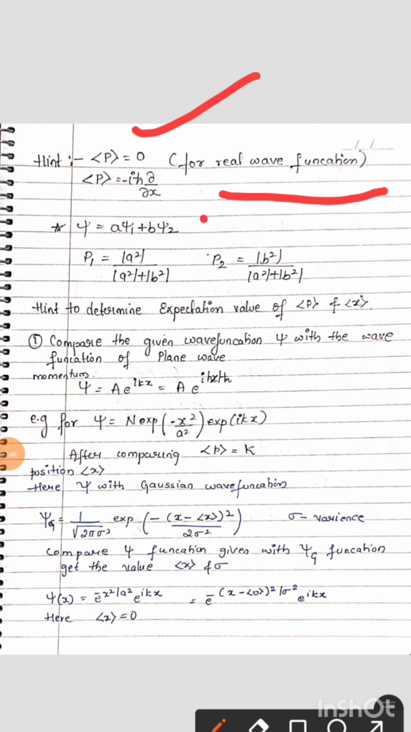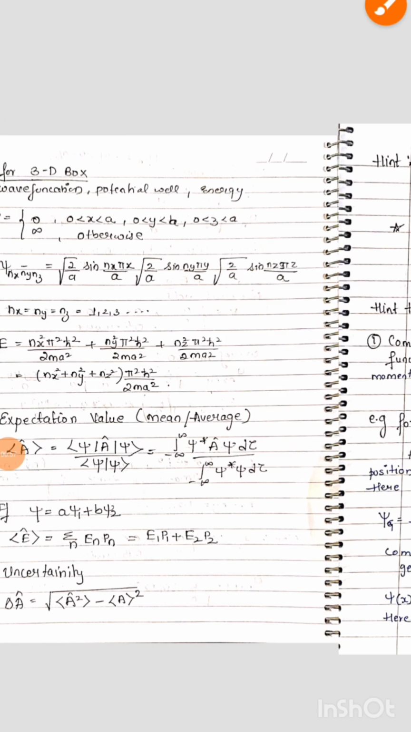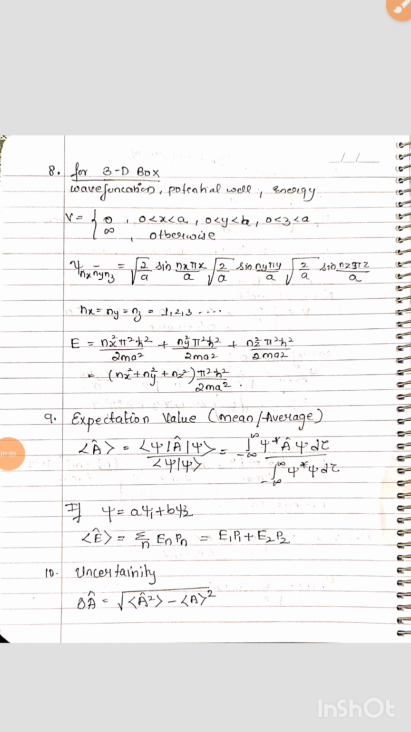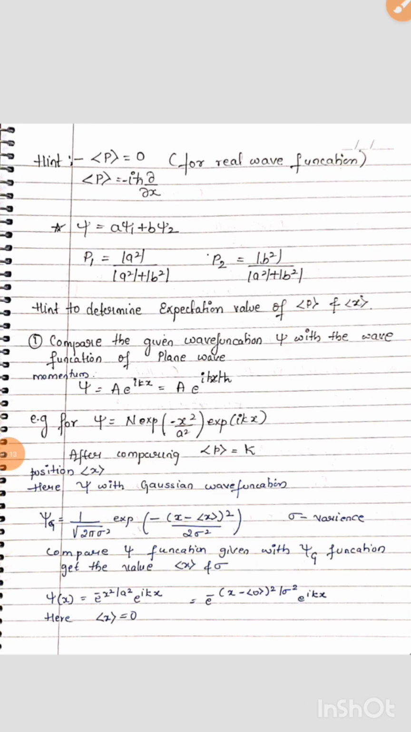If the given wave function psi is equal to a psi1 plus b psi2, then how will you write the probability? In the last class we saw the expression E1 P1 plus E2 P2 for the expectation energy, that is the summation of En Pn for the nth state. How will you find P1 and P2? To find P1 and P2, you have to directly take the coefficient mod square. For P1, mod a square divided by mod a square plus mod b square. Similarly, for P2, mod b square divided by mod a square plus mod b square.